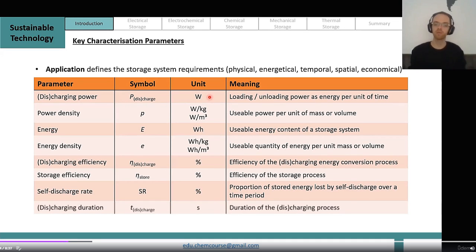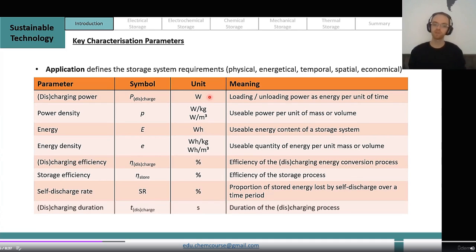Then we do have the energy itself. The energy itself is the usable energy content of a storage system. So simply how much energy you can store. Note the difference here, please. Energy is generally how much energy you can save, and power tells you how quickly you can load and unload this energy. Energy is also often given as a normalized value per unit mass or per unit volume.